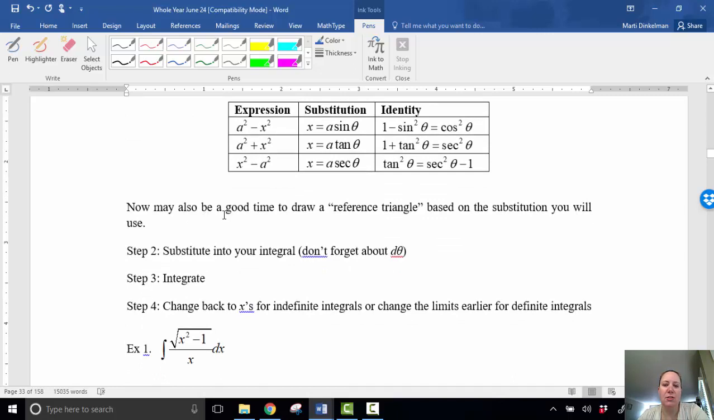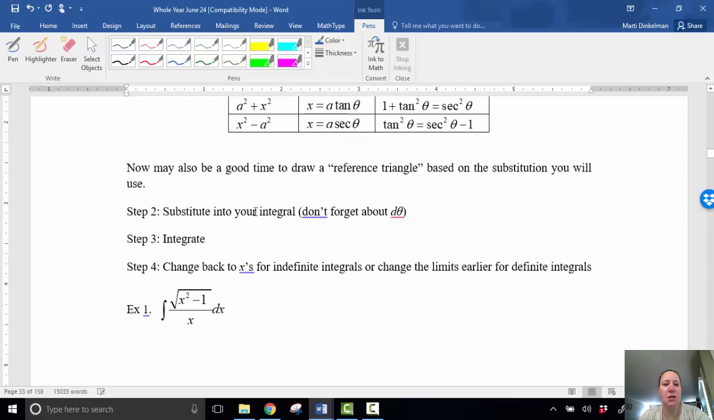It's a good time for me to talk about this reference triangle, and you'll see me make it in this first example. I usually wait until the last minute, but just know that we need to write it at some point. We'll have to look at what we substituted at the beginning, and that will help us in step 4 to change back to x's, at least in an appropriate way.